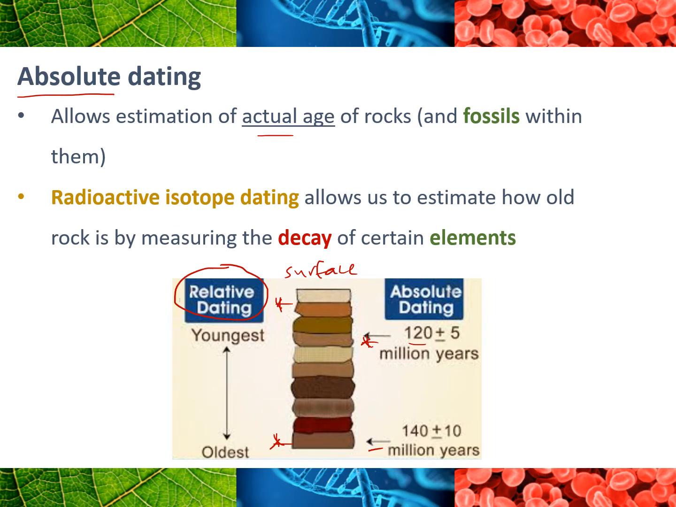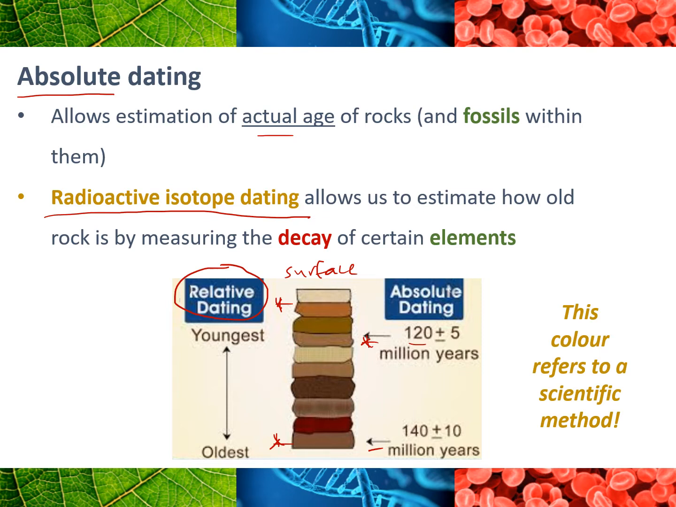We're going to look at this process called radioactive isotope dating. Now you might think, wow, new color, that's fun. What does that mean? So I'm using this kind of yellow color to refer to a scientific method or a process that scientists use, because there will be a few more of these as we go through the rest of Unit 4. So this is a method that allows us to estimate how old rock is by measuring the decay of certain elements. And we're going to go through this. Now, just so you know, this can be a little bit tricky to understand. It might take a couple of watches of this to fully understand it, but we'll go through that now.